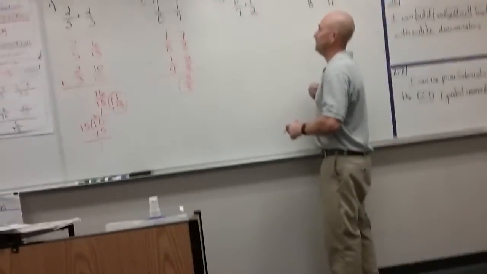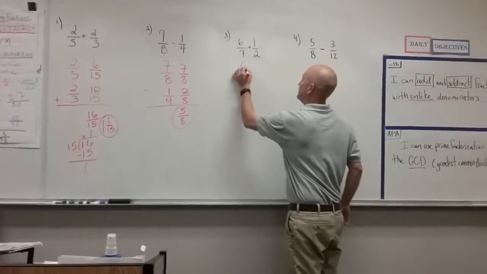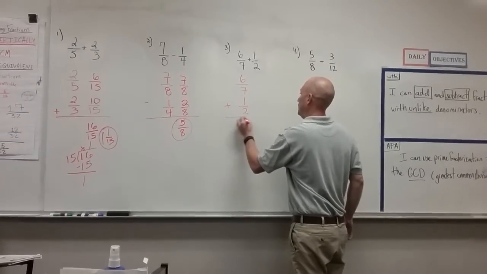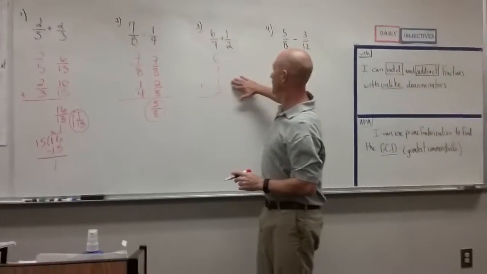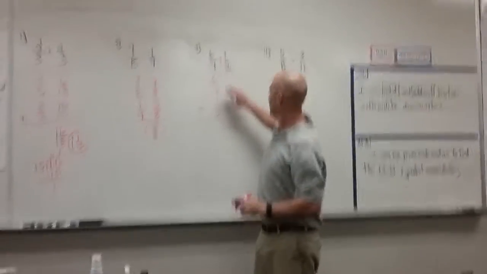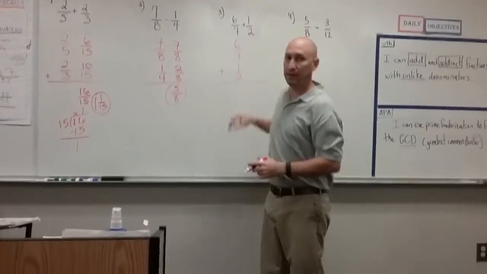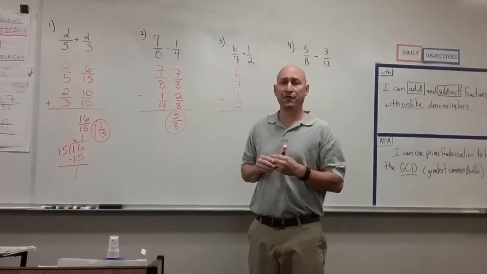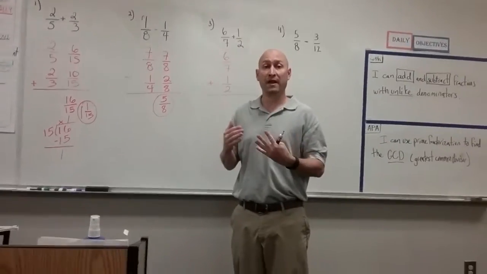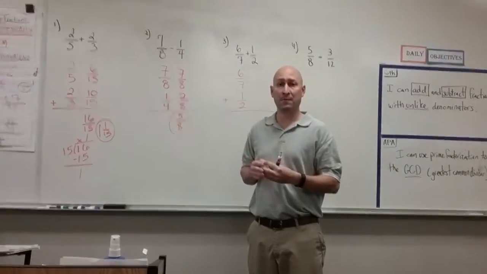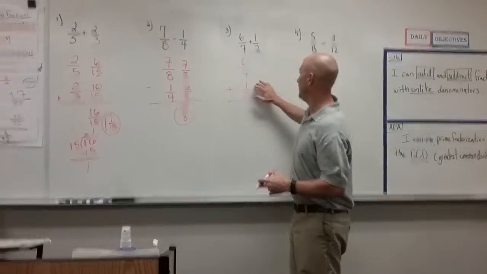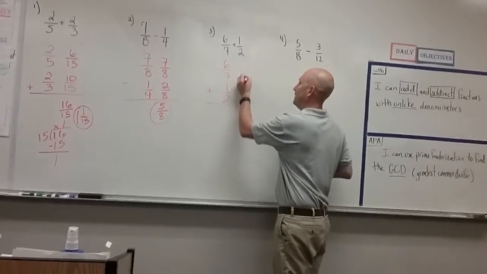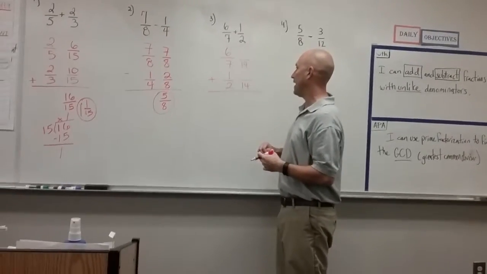My next example is another addition problem. I have 6 over 7 plus 1 over 2. Now I'm going to find the lowest common multiple. 2 and 7 are both prime numbers. A trick that I like to tell students is anytime both of your numbers are prime, you can multiply them together to get the lowest common multiple or lowest common denominator. In this case, 7 and 2 make up 14. 14 is the first time that these two are going to meet, that they have something in common.